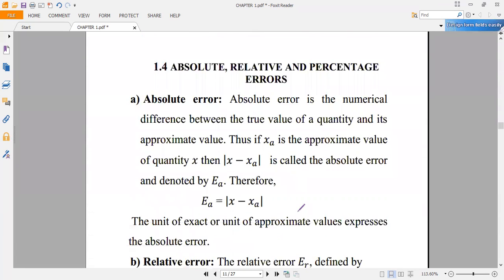The other types of errors are absolute error, relative error, and percentage error. Absolute error is the numerical difference between the true value and its approximate value.